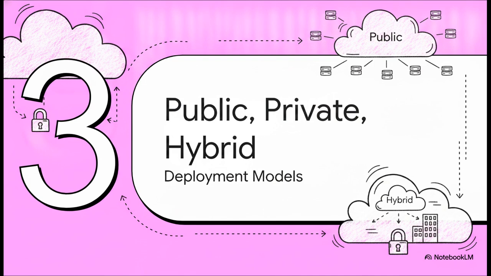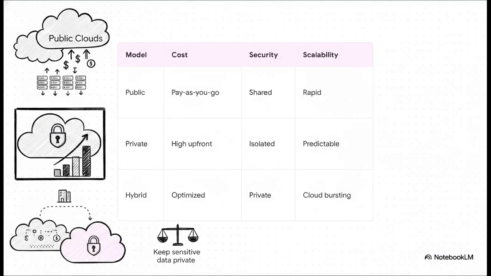Section 3. Public, private, or hybrid. Deployment models. So the crucial point is figuring out where these models actually live. Let's look at a side-by-side showdown of cost, security, and scalability across the three main deployment environments. First up, public clouds, like Azure or Google Cloud. They're multi-tenant, which just means you share infrastructure. Cost is pay as you go, security is robust but shared, and scalability is incredibly rapid and global. Second, we have private clouds.